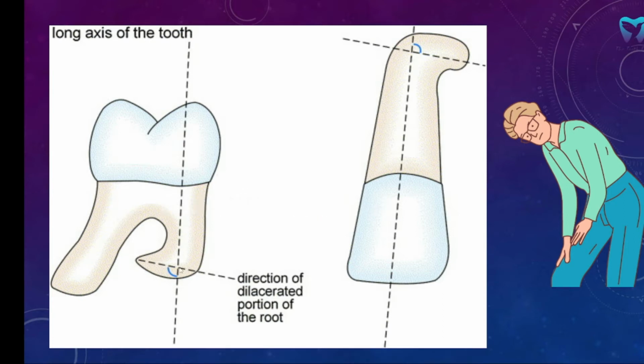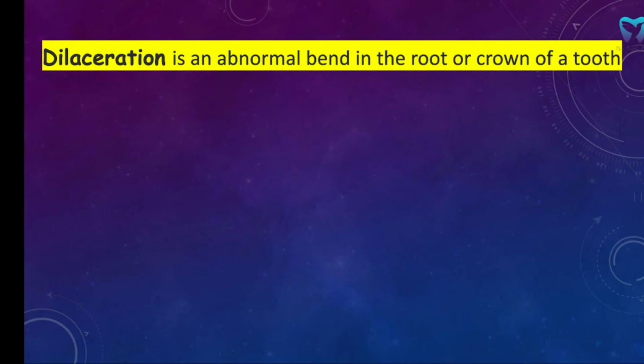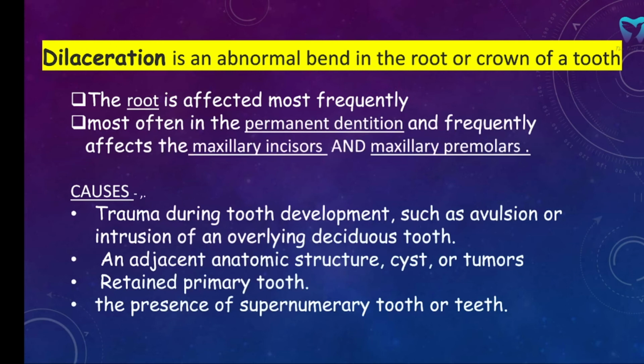So you can clearly see here there's an abnormal bend in the apical third portion of the root. Ideally, this is the long axis of the tooth and this is the dilacerated portion of the root axis. So there is a change in linear angulation of the crown and root. Dilaceration is an abnormal bend and it can occur in both the root or crown portion of a tooth. The root is affected most frequently.